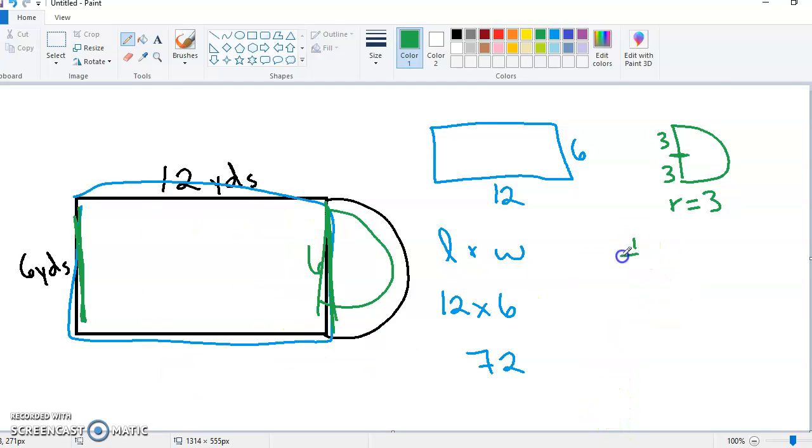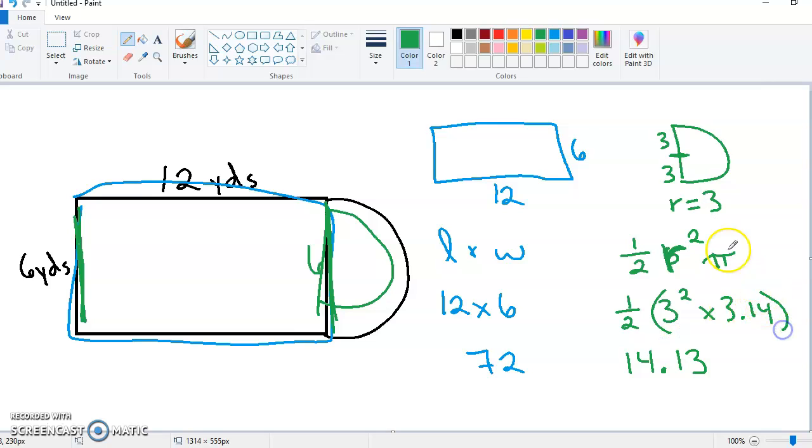Now it's a semicircle, so we're going to take half of the radius, sorry, that should be an R, half of the radius to the second power, and then multiplying it by pi. So we're going to do half of 3 to the second power and multiply that by pi. So when we multiply, we know that this is going to be 9. 9 times 3.14, and then take half, and we're going to get 14.13.